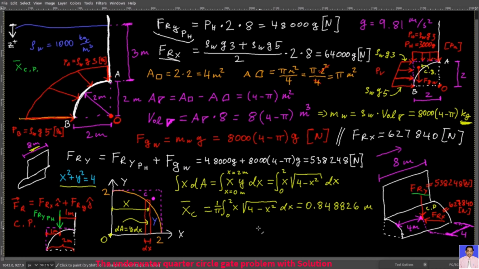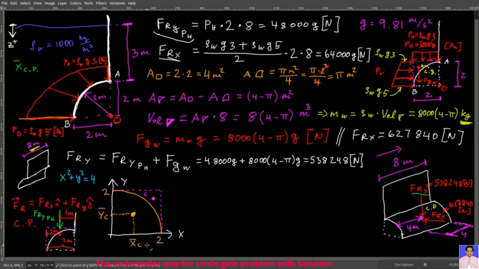Now, since we're dealing with a quarter circle with a radius of 2 meters, so you have 2 here and you have 2 here, so essentially this entire thing is symmetric about this line here. Because of that, your x bar c equals your y bar c. So this number here, it's also this one. So you don't have to calculate your y bar c separately like we did it in the past. And there you go. You have found your x bar centroid and y bar centroid, and they are both this number here. But remember, it's not our main goal.